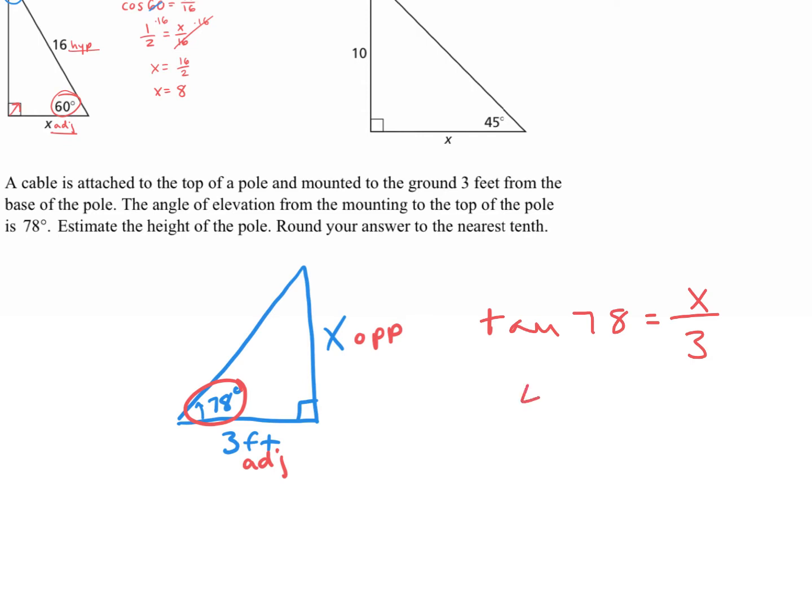Tangent of 78 is 4.704. And that's equal to x over 3. How do we solve for x? Multiply 3 to both sides. Since x is being divided by 3, we do the opposite of division, which is multiplication. So x is equal to 3 times 4.704. What do we get? 14.1. What unit? Awesome, feet.